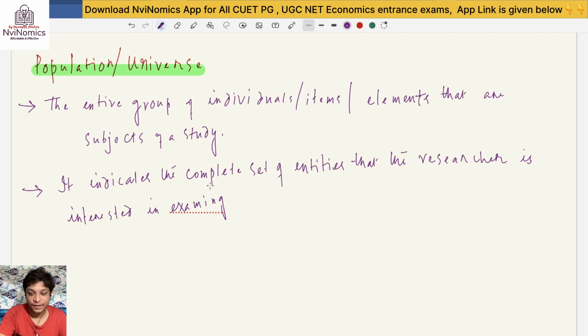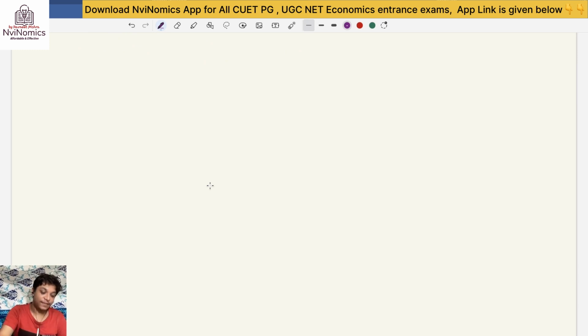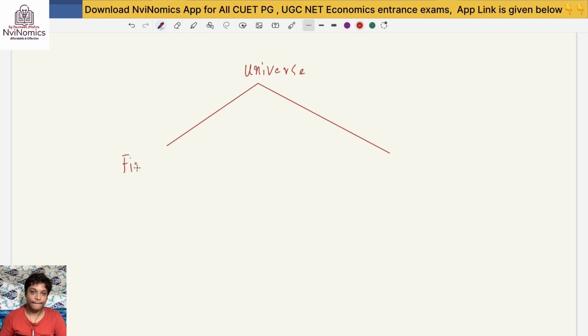Yeah. Okay, okay. So I'm going to the next page. So as I defined, make a flow chart, that will be very easy. Universe is of two types. One is finite and one is infinite. So what does finite mean?